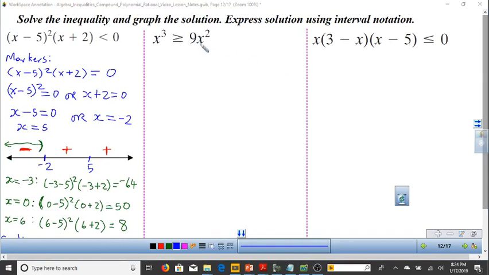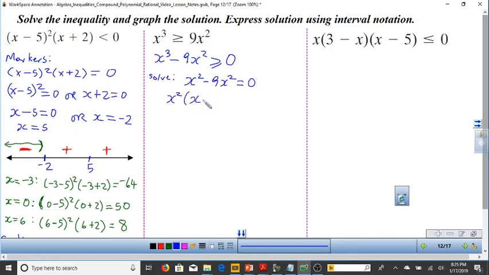In this case, it's not in standard form, so we're going to try to get it to be the right form. So I'm going to subtract 9x squared from both sides, and now it's in standard form. And then I solve the corresponding equation, x cubed minus 9x squared equal to 0. This can be solved by factoring. I have x squared times x minus 9 is equal to 0.